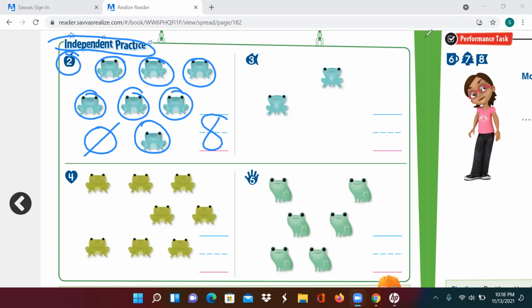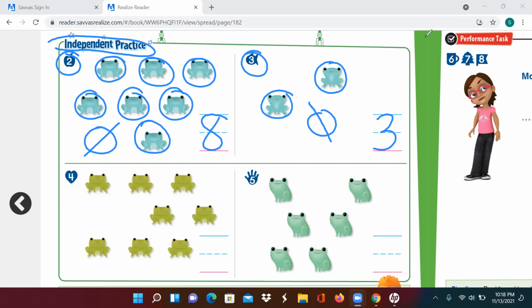All right, we're going to do this for each of these problems. There are 1, 2 frogs at the pond, and then he sees one more. So he saw 2. We repeat 2, and we count on 3. So now there are 3 frogs at the pond.